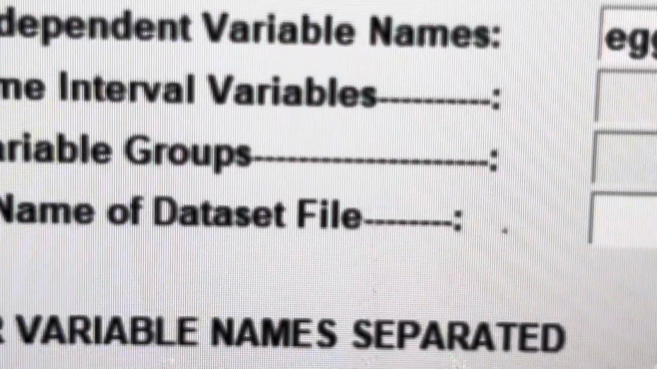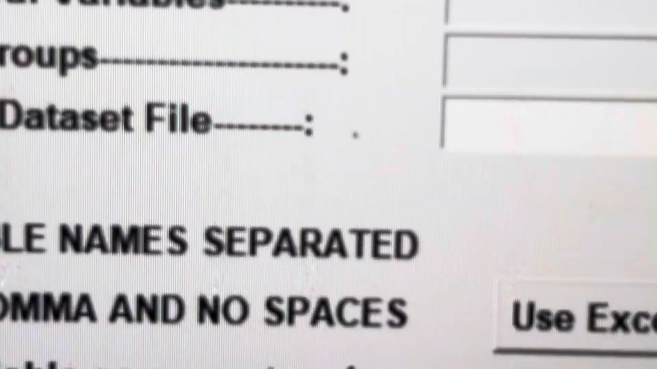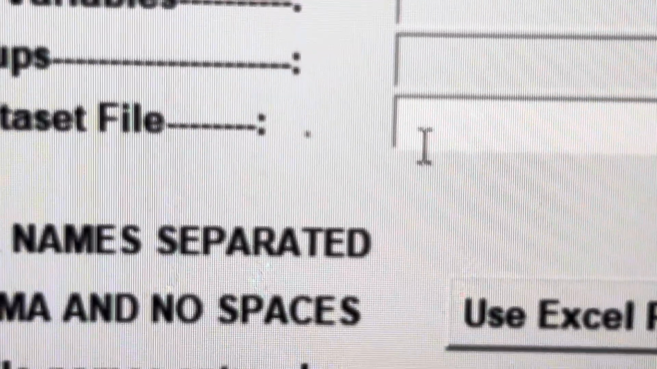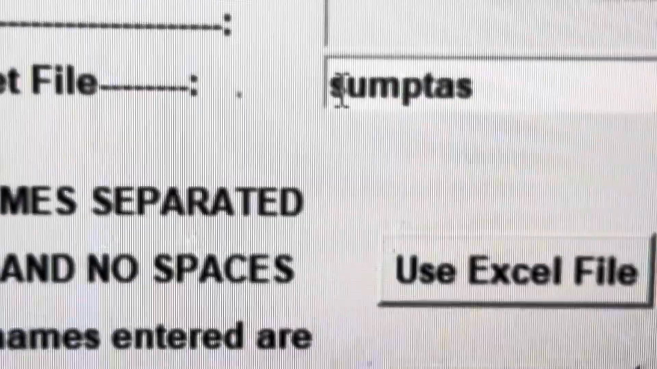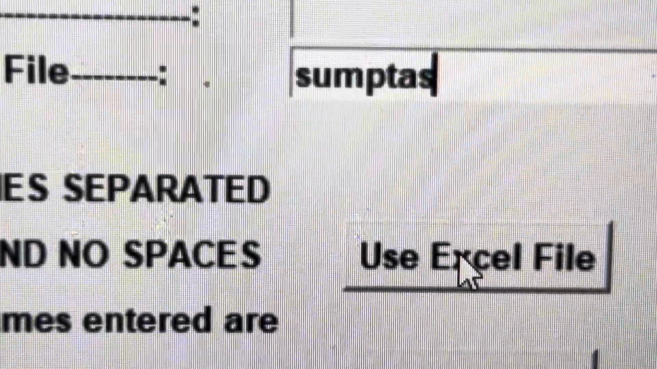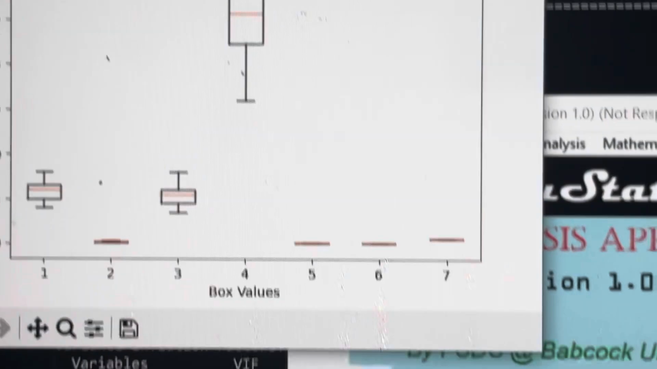That's what is there. So in this case too, the time interval variables are also deactivated or disabled, while the variable groups are also disabled. Now we enter the data set name, the same data set name that we entered before. You say SUMTAS. That's the name, and we simply click use Excel file.